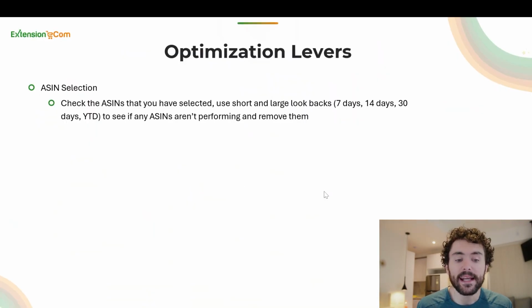Okay, next up is going to be ASIN selection. What you want to do is check the ASINs that you've selected within your campaigns. You can use different lookbacks: 7, 14, 30, 60, year to date, whatever date range Amazon allows you to use, and see if there are any ASINs within those campaigns that aren't performing as well as they should, and go ahead and remove those ASINs.